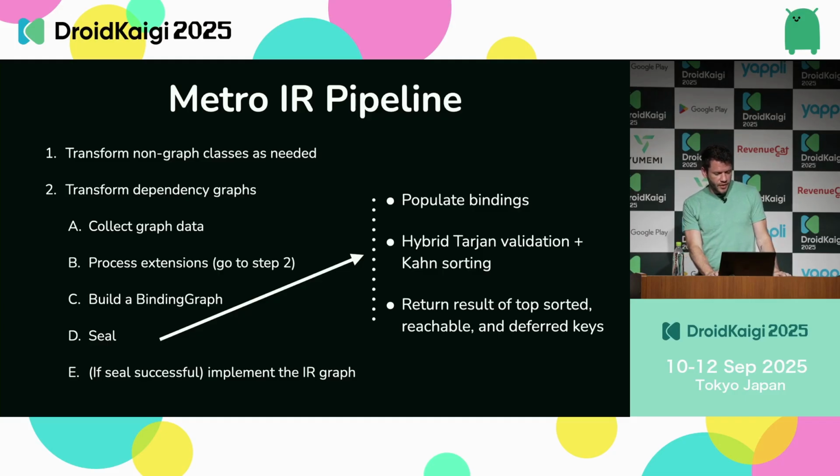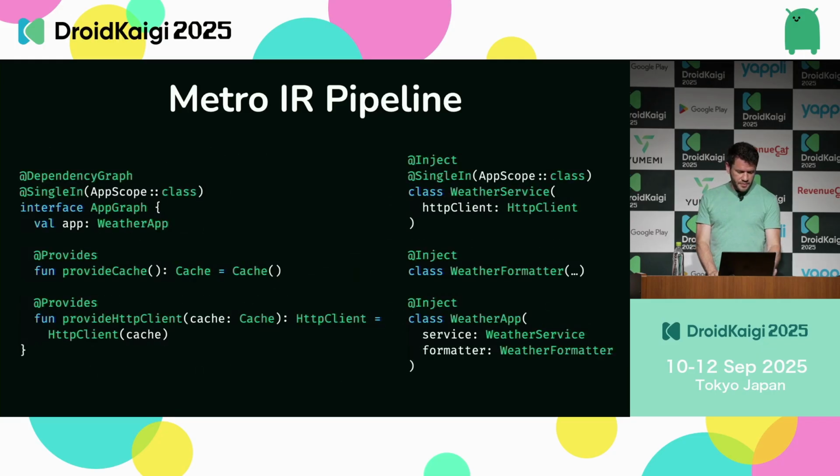We then build a binding graph. This is the graph data structure within Metro that holds bindings and can validate them. Then we seal the graph, wherein we populate bindings starting from the parent's roots as well as what the child graphs asked for. Runs a hybrid Tarjan plus Kahn algorithm to detect cycles, safe cycles, and perform a topological sort. And finally produces a result of the sorted, reachable, and deferred type keys in the graph. And if we get to the end of this, the graph is valid, and we start implementing the IR graph class from it.